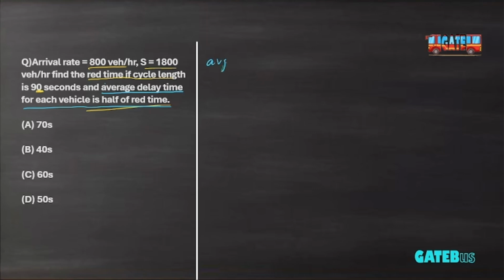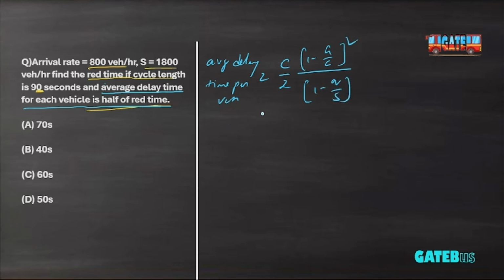So the average delay time per vehicle is equal to C by 2 times (1 minus G by C) and Q by S squared. So in this we got the delay time as half that time. So this is to be half of that time, R by 2.